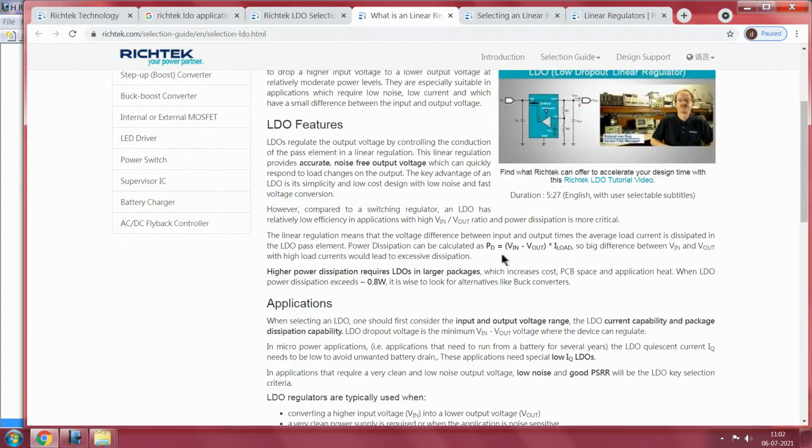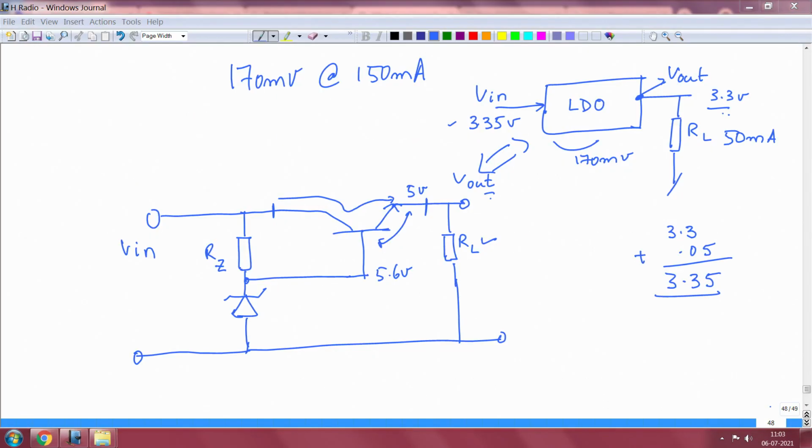We already know this expression. Power dissipation is V in minus V out into I load, correct. The difference is what is dropped across the LDO. So, you recall what I showed you here. We said that the drop across the LDO here is just 170 millivolts, right, that too when the current drawn is full current, about 150 milliampere load current is being drawn. So, essentially how did you get this 170? Because you know V in minus V out is the difference in the voltage. That difference into the current is essentially giving you the power dissipation of the device.